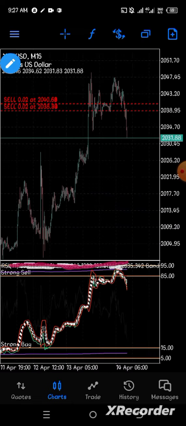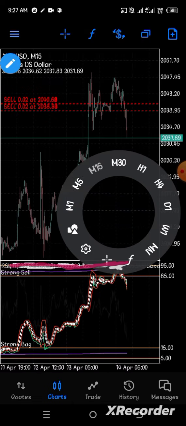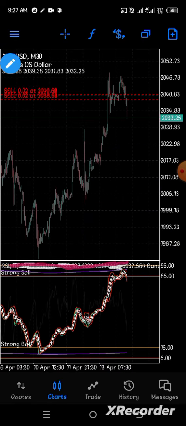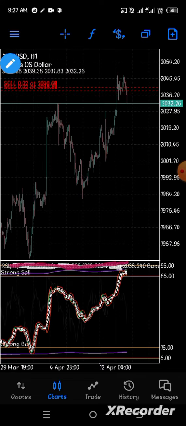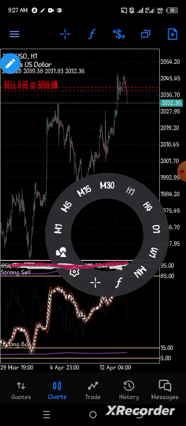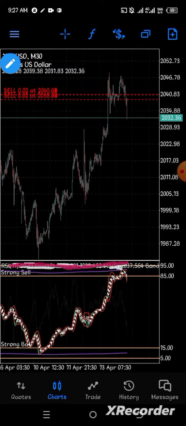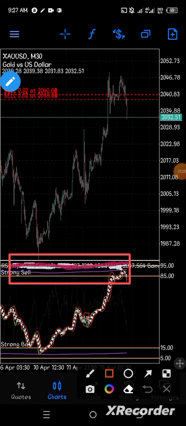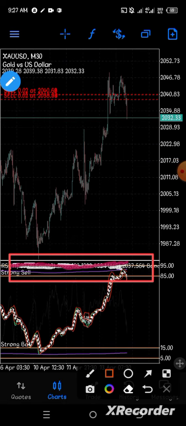This is 15-minute time frame. This is 5-minute time frame. This is 30-minute time frame. This is 1 hour time frame. But I'm going to do my explanation from the 30-minute and 15-minute time frames. I trade gold at the Genius FS, as you can see. Let me explain how it works before the settings. Here is the oversold level, overbought level, and here is the oversold level.